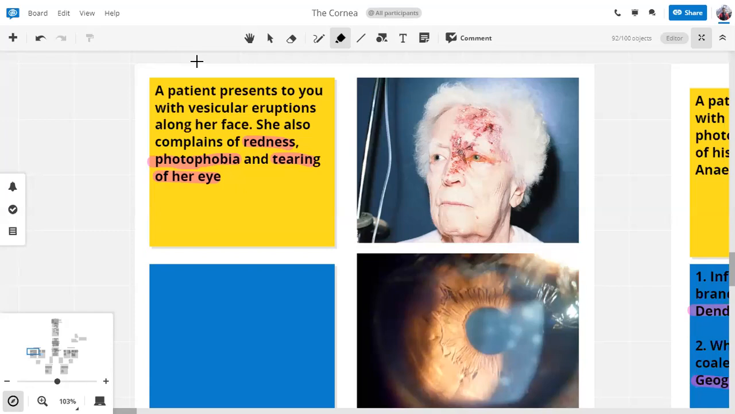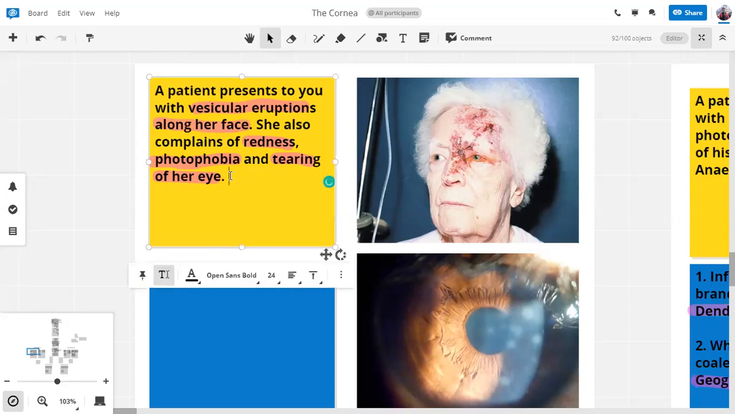Is there anything peculiar in the history of this patient? Eruptions. Physical eruptions, they're very important. She presents to you with vesicular eruptions along her face. I forgot to write one important thing in the history. This patient has a history of chickenpox. So the patient has a history of chickenpox and she presents to you with vesicular eruptions along her face.